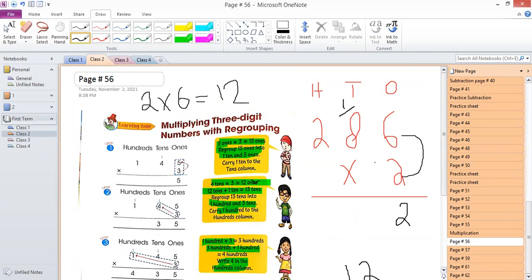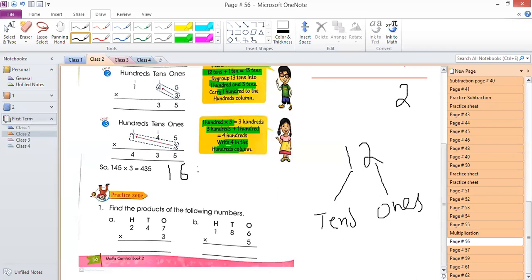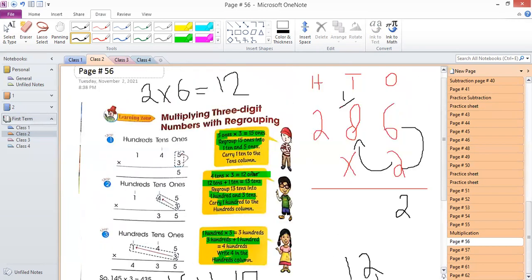Now you will multiply this 2 by 8 tens. 2 multiplied by 8 tens is equal to 16 tens. In 16, you will have to add this 1. So 16 plus 1 is equal to 17. 17, 7 you will write here and 1 you regroup with the hundreds. Now you will multiply this 2 by the hundreds. 2 multiplied by 2 equals 4, and 4 plus 1 is 5. So the answer is 572.